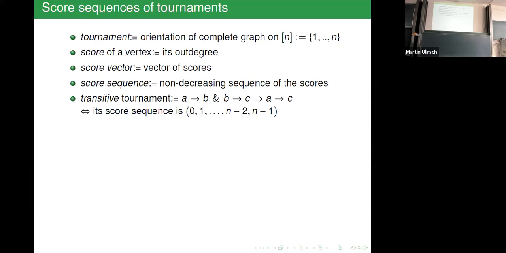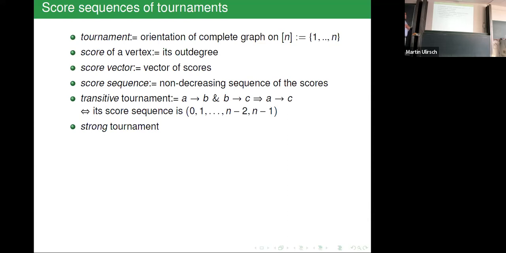And in fact, it's easy to see the other direction. If this is the score sequence of a result, then it actually meant that there was a best player, a worst player, and so on. But there are many other tournaments, of course, and many other possibilities for score sequences.